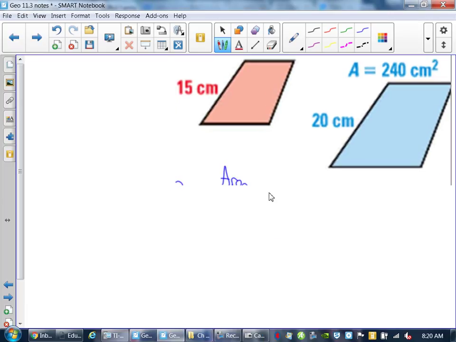Okay, we have two figures. In the directions they tell us that they are similar. We don't have to worry about writing out that full-on similarity statement or whatnot.